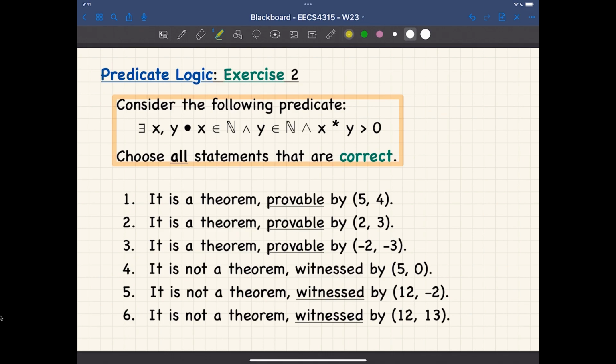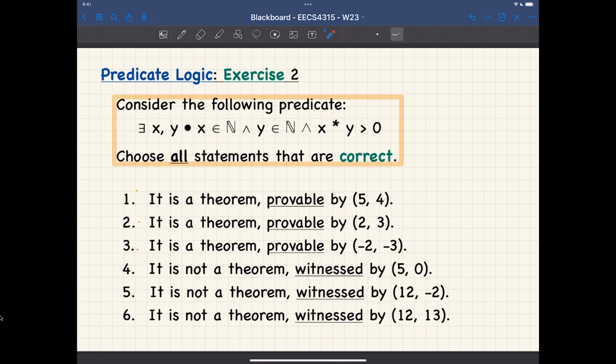How about this one here? Apparently, the only difference is you can see exists, right? Now, what should be the choices that are actually correct? First of all, is it a theorem or not? Seems to be a theorem, right? As long as you can find a witness, in this case, for example, 3 and 4. It's a theorem. So you can immediately not consider any of these, right? So all you got to choose would be 1, 2, and 3.